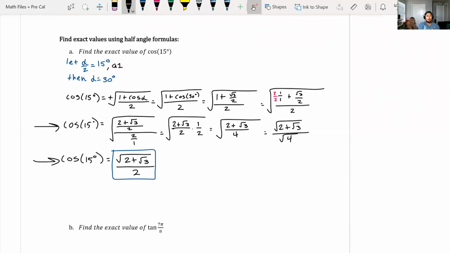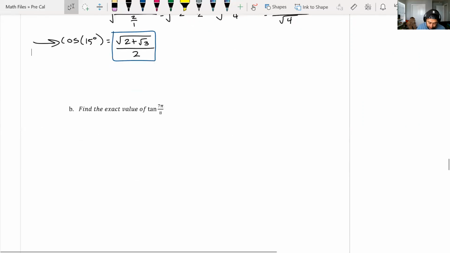Okay. So that's the work we have to put in. That was step by step by step. So hopefully we don't have to do it step by step anymore. So that is the process. Yes, it's ugly, but it's done. Okay. Perfect. Let's do it again. Tangent of 7 pi over 8. So the setup is the same.